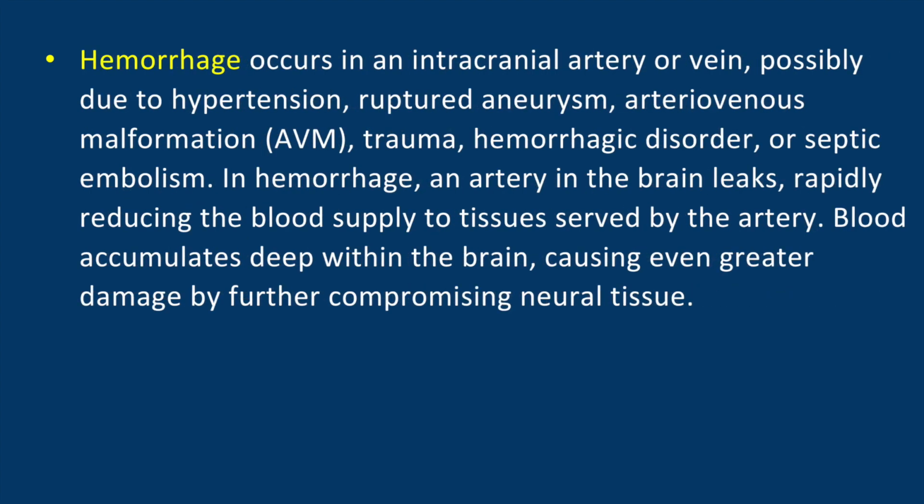Hemorrhage occurs in an intracranial artery or vein, possibly due to hypertension, ruptured aneurysm, arteriovenous malformation, trauma, hemorrhagic disorder, or septic embolism. In hemorrhage, an artery in the brain leaks, rapidly reducing the blood supply to the tissue served by the artery. Blood accumulates deep within the brain, causing even greater damage by further compromising neural tissue.